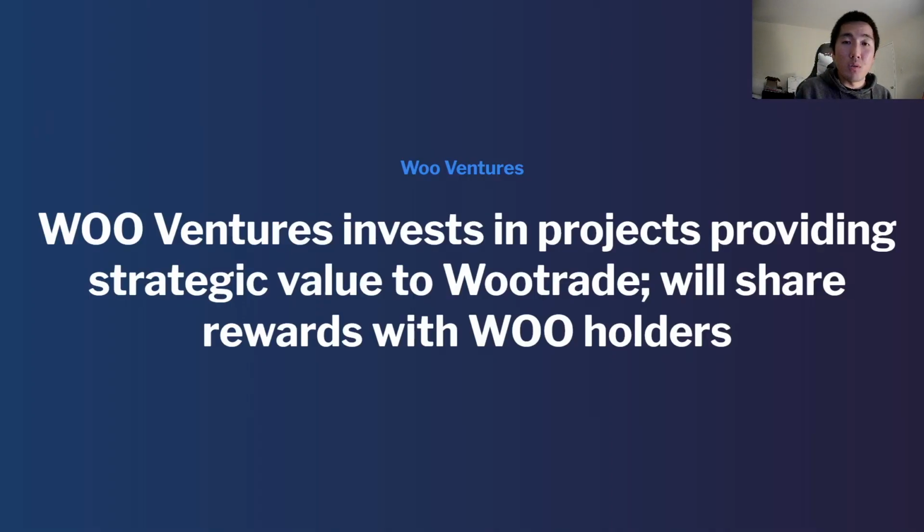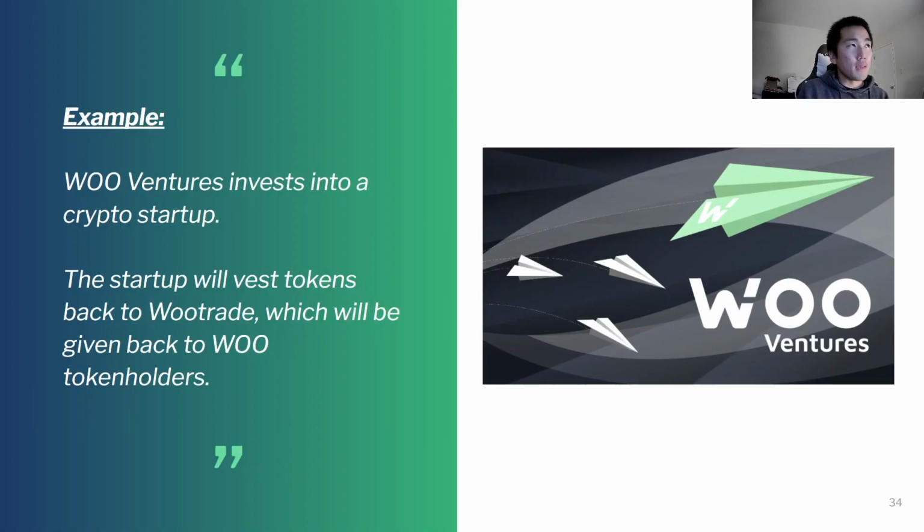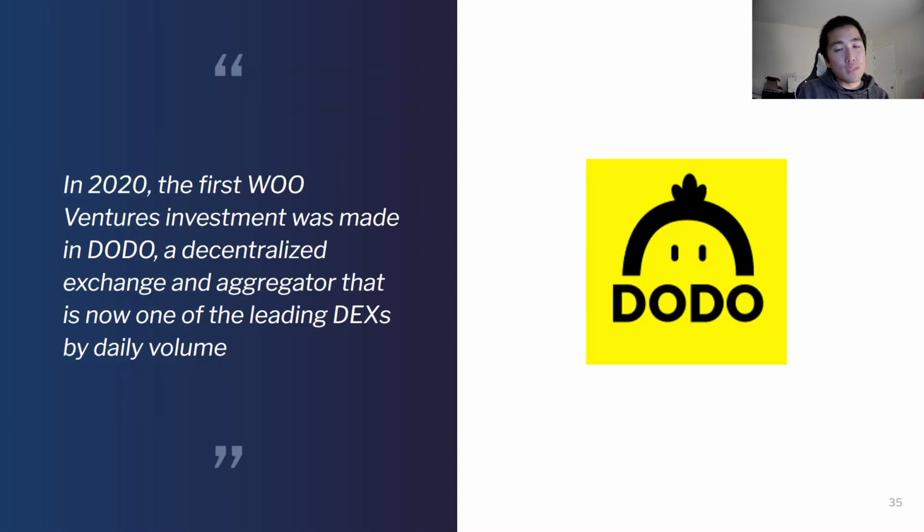So I went over the dark pools and WooX. What is Woo Ventures? They're like a VC arm under Woo and Kronos, where they can invest in crypto projects that will add strategic value to Kronos and Wootrade, and whatever profits and rewards this investment makes can be shared and distributed to token holders for Woo. So how this would work is, let's say Woo Ventures invests into a crypto startup. The startup will vest tokens back to Wootrade, which will be given back to Woo token holders depending on the agreement, right?